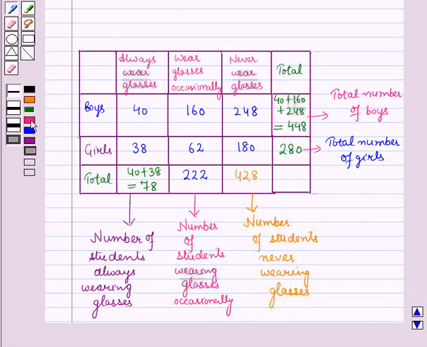Now 448 plus 280 is equal to 728, and 78 plus 222 plus 428 is again 728, and this gives the total number of students. In this way, we have got the sum of entries in each row and column. And this is the solution of the given question.